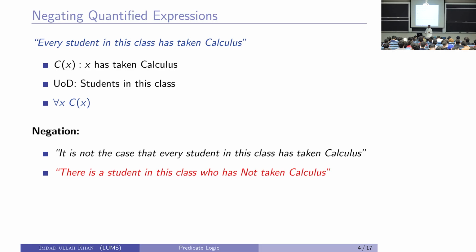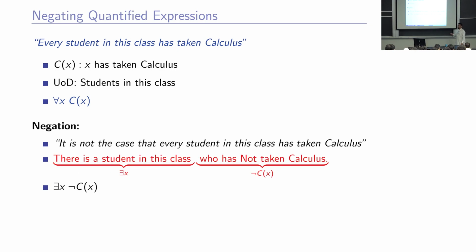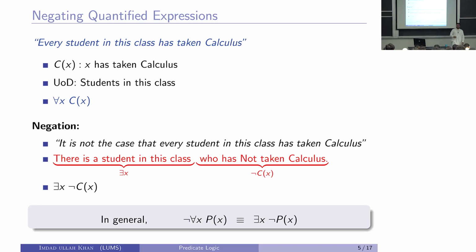So it is not the case that every student has taken calculus. The negative of every is someone, right? Someone has not taken calculus. There is someone in this class who has not taken calculus. Now, that is an existentially quantified statement. So there exists someone in this class who has not taken calculus: there exists x such that not c of x. This is the translation of it.